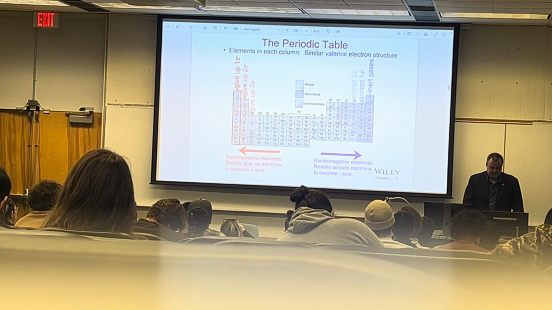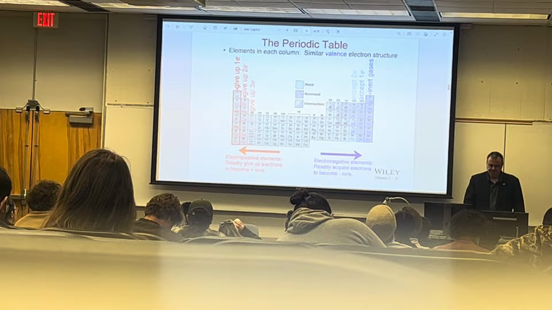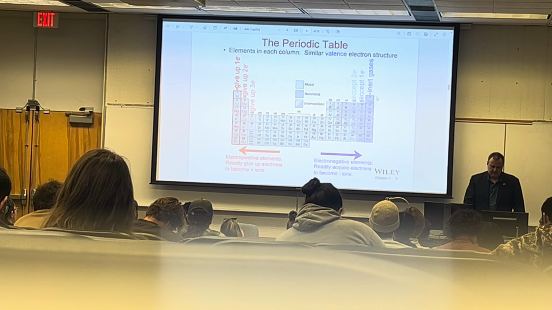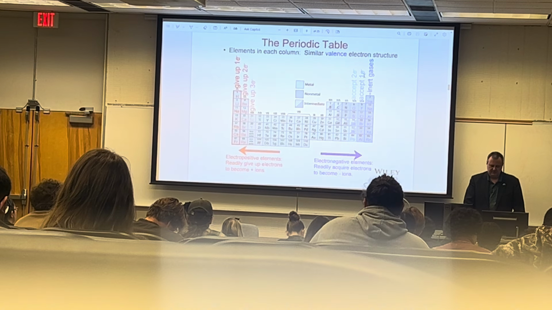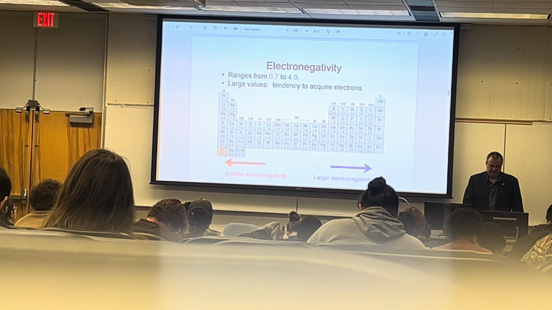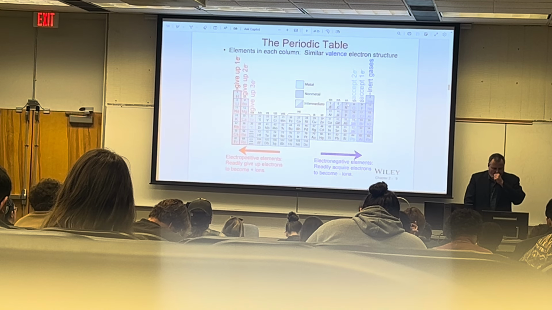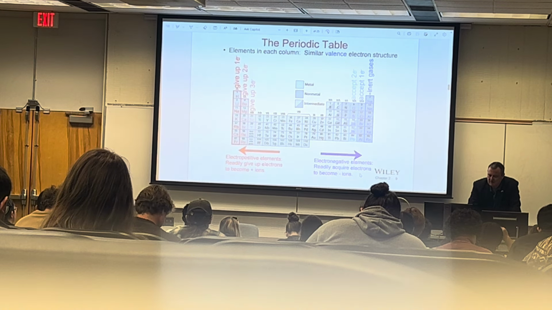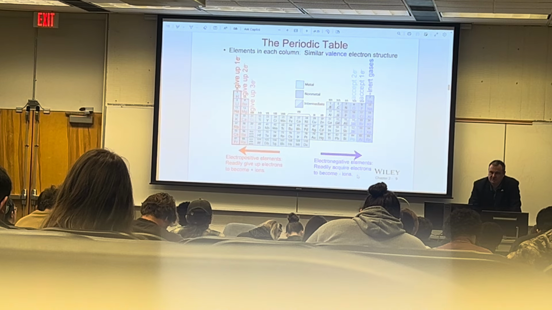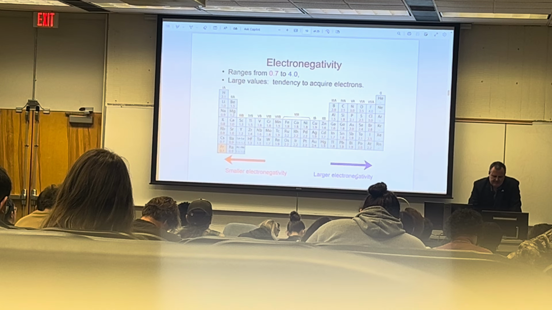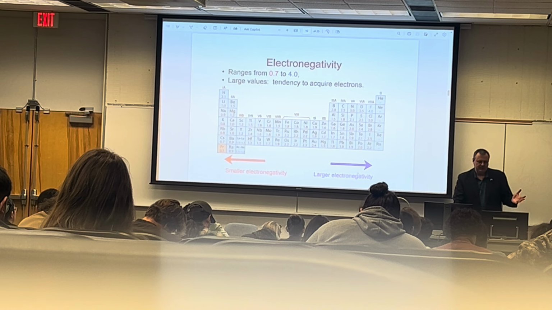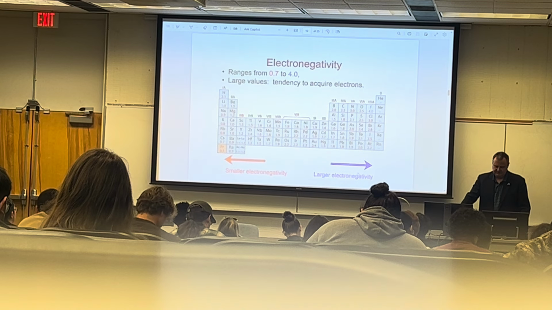Also, you see that most of the elements in the periodic table are metals. In group 1A, they can give up one electron. In group 7A, they can accept one electron. So there's a big driving force for these elements to react. Electropositive elements give electrons to become positively charged ions, and the electronegative elements are ready to acquire electrons, so they become negatively charged. And electronegativity ranges from 0.7 to 4. On the left side there's smaller electronegativity, on the right side there's larger electronegativity.